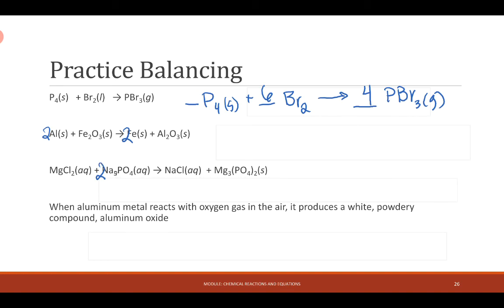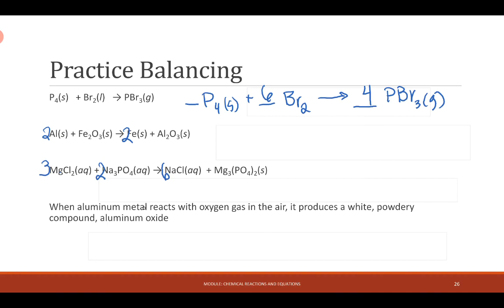2 times 3 is 6, and so that's going to give me a 6 on the product side. And so I've got to have 6 sodiums, and now I've got 6 chlorines, and so I've got to come back over to the reactant side and give myself 6 chlorines. So 3 times 2 is 6. That gives me 3 magnesiums. And then on the product side, I have 3 magnesiums. And so I'm done there.